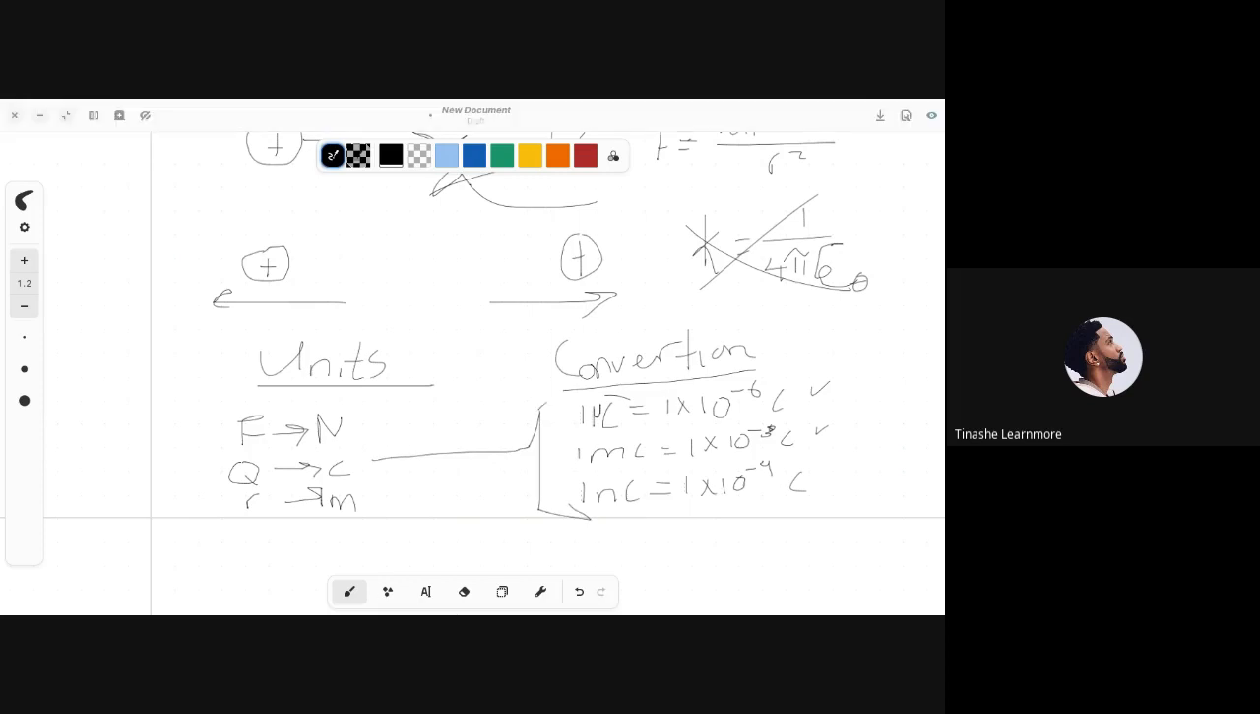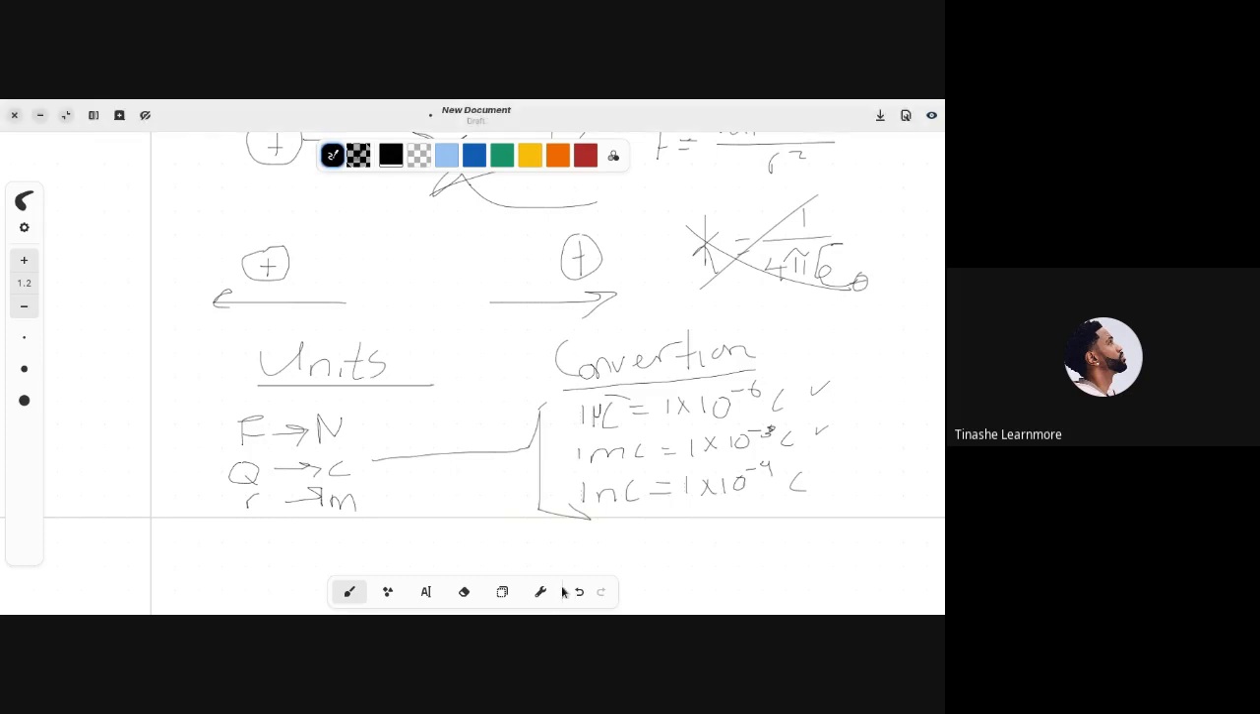There's a hand up. Yes, Petal. What about the picocoulomb? That one is 1 times 10 to the power negative 12. I've looked at a couple of question papers. That one rarely comes now, so it's not as much of a focus. So the ones that you would use most of the time are the microcoulombs and the nanocoulombs.